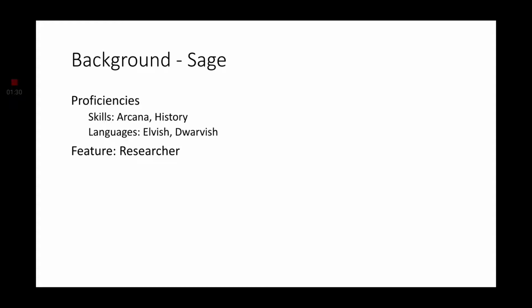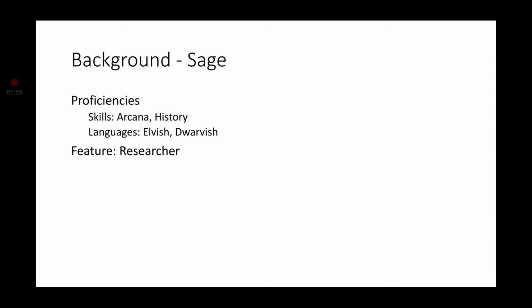For background, grab Sage, because I'm sure you had to study a lot in order to be given the title of the Hidden Way. You'll get skills in Arcana and History. For languages, just grab Elvish and Dwarvish. And for your feature, you get Researcher.